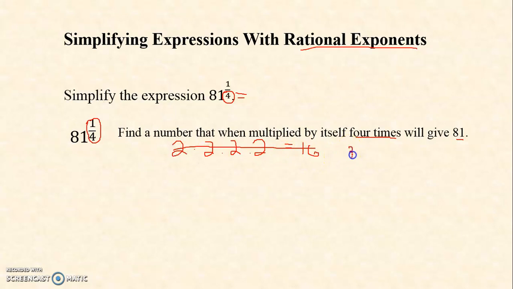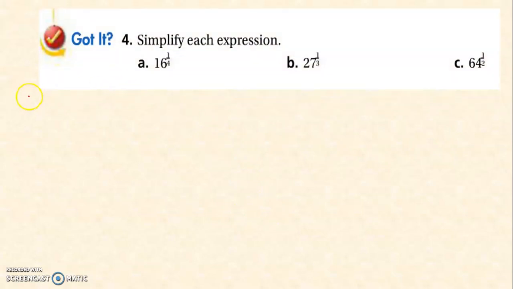How about 3? 3 times 3 times 3 times 3. So what is 3 times 3? 9 times 3, 27 times 3, that is 81. Therefore, the simplified form of 81 raised to 1/4 is equal to 3. Why? Because if you're going to multiply 3 4 times, the outcome is 81. Can you follow?